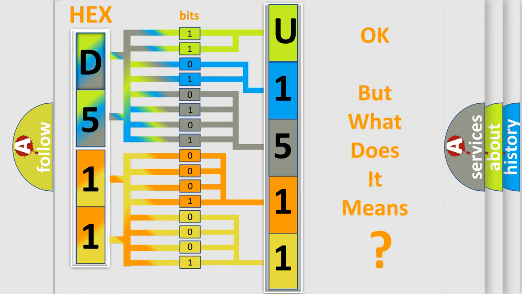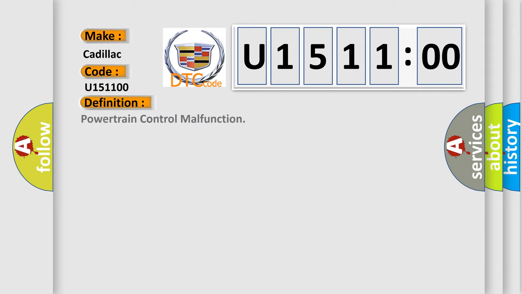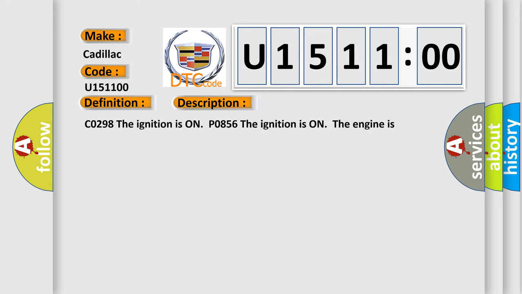The number itself does not make sense to us if we cannot assign information to what it actually expresses. So, what does the Diagnostic Trouble Code U1511-00 interpret specifically for Cadillac? The basic definition is powertrain control malfunction. And now this is a short description of this DTC code. CO298, the ignition is on. PO856, the ignition is on. The engine is running at a speed greater than 450 RPM for 5 to 20 seconds.